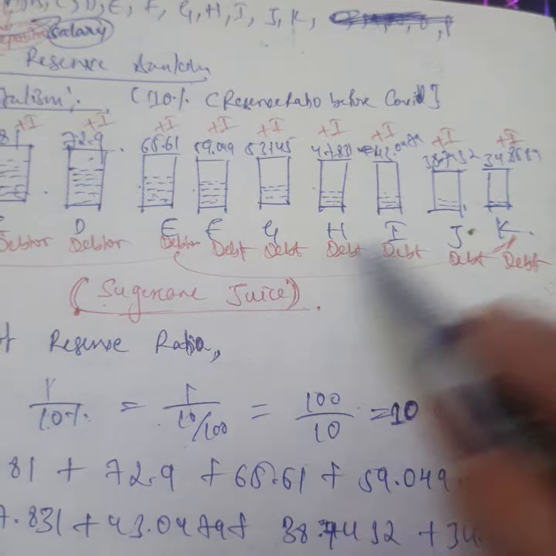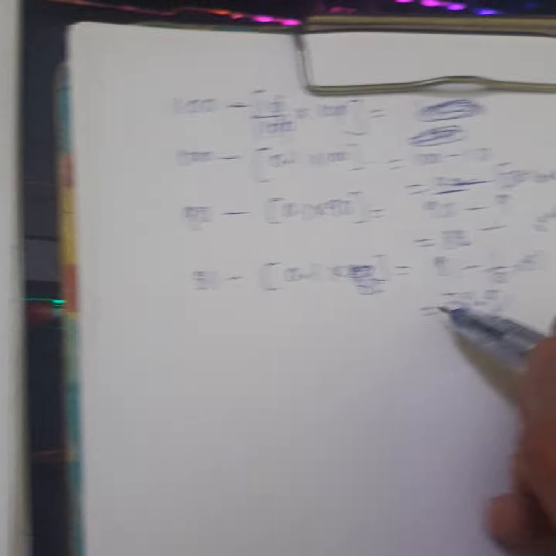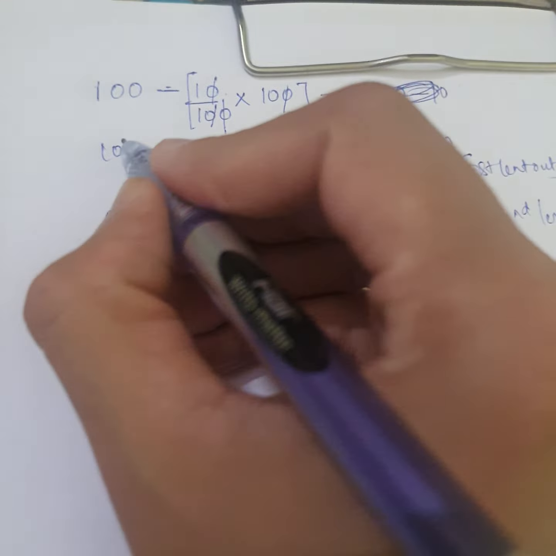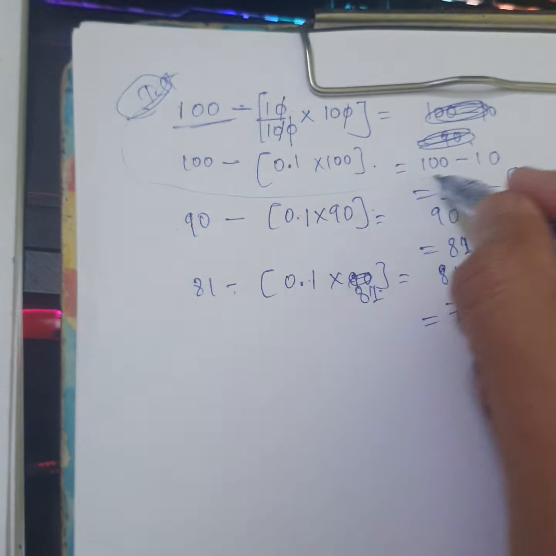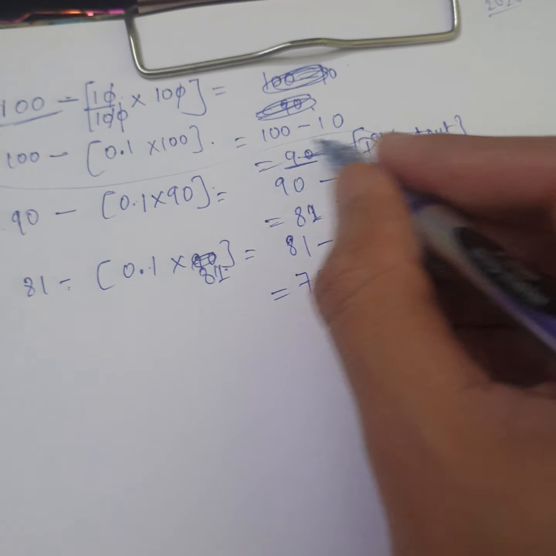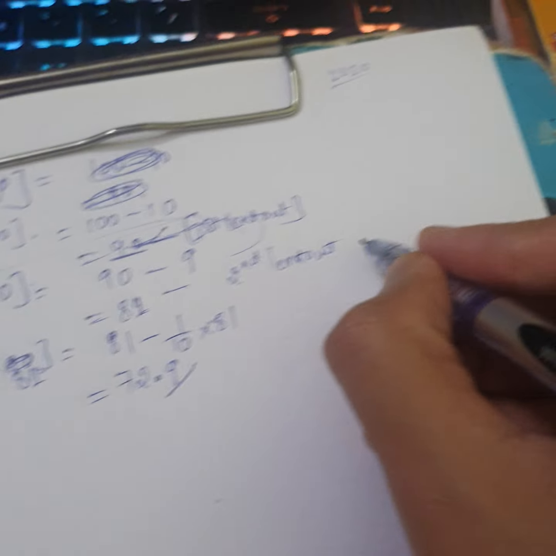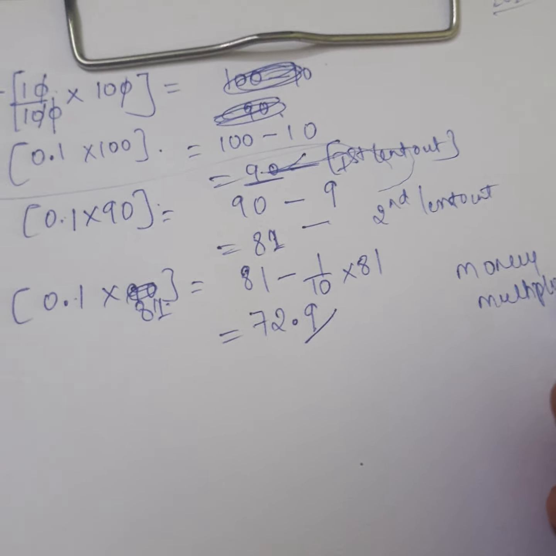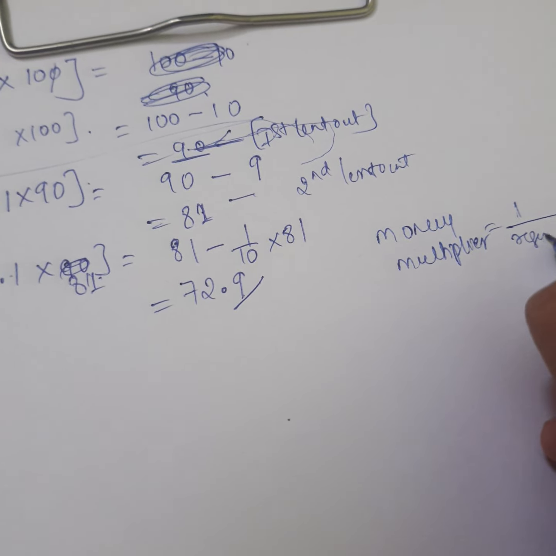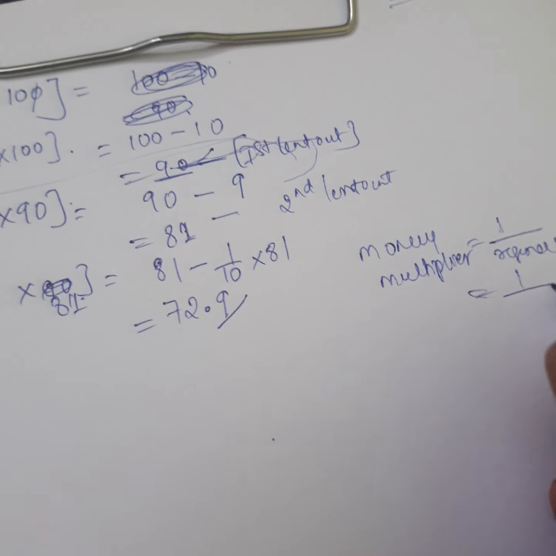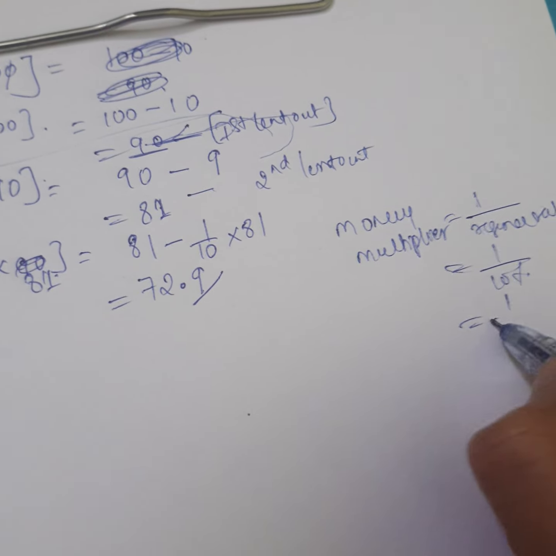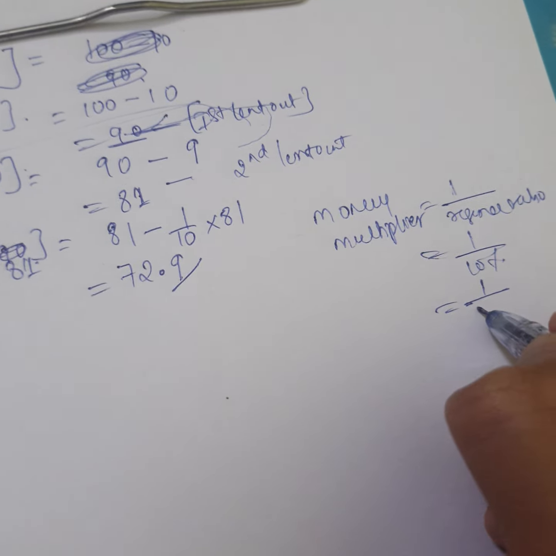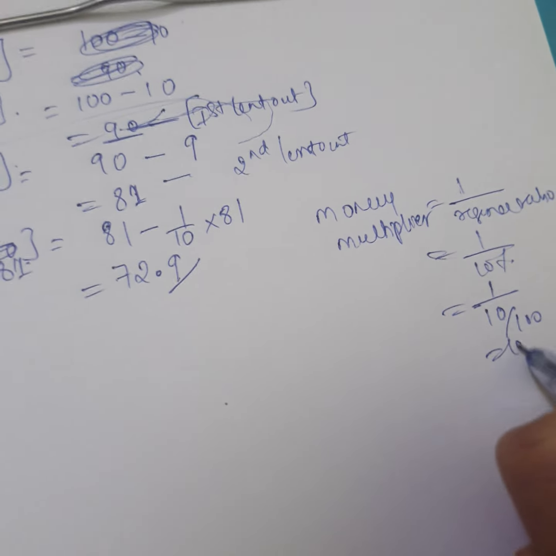I'm not going too far, I just wanted to show how much this is. This is the first deposit. After that, using this deposit, this is how money is created in the bank servers with the reserve ratios. Money multiplier is equal to 1 by reserve ratio, 1 by 10%, that is 10 by 100, 100 by 10, which is 10 times. It is repeated 10 times.